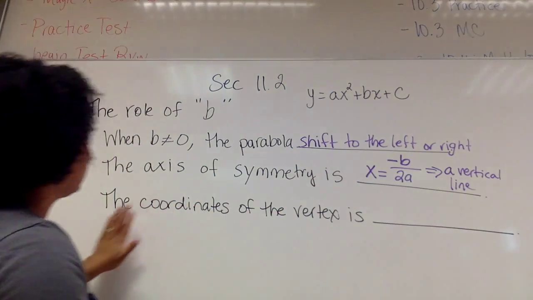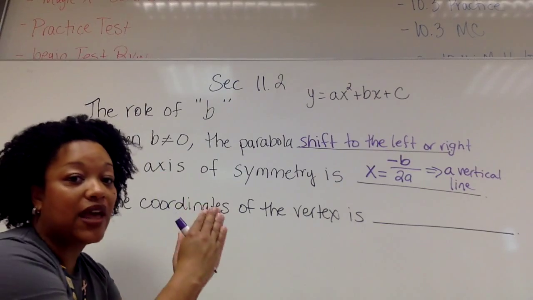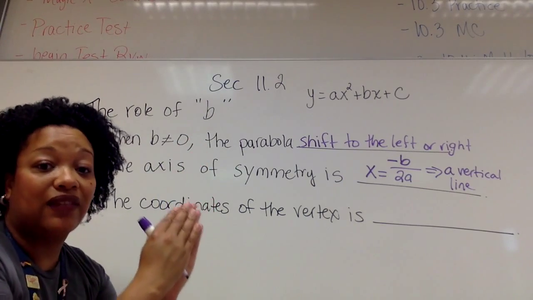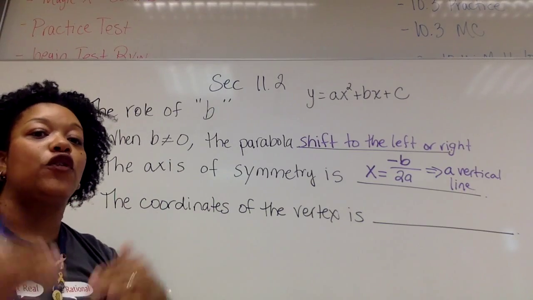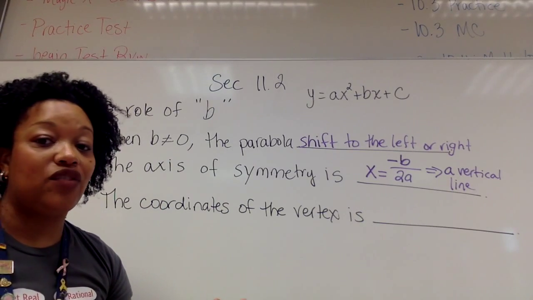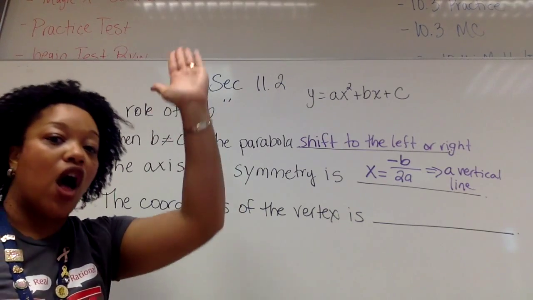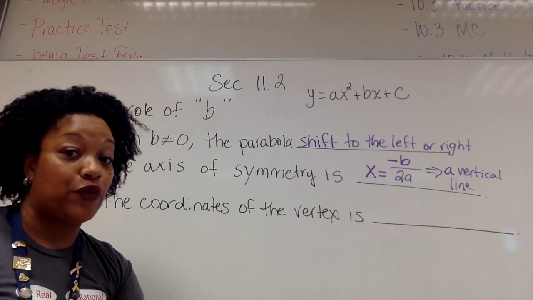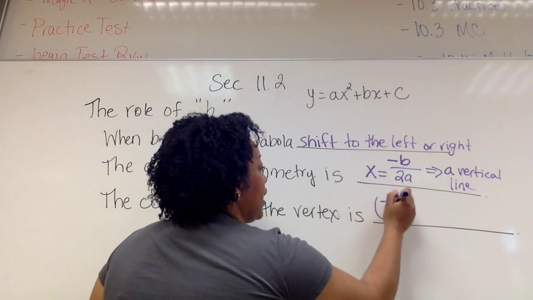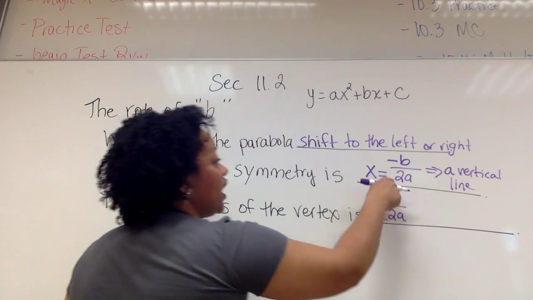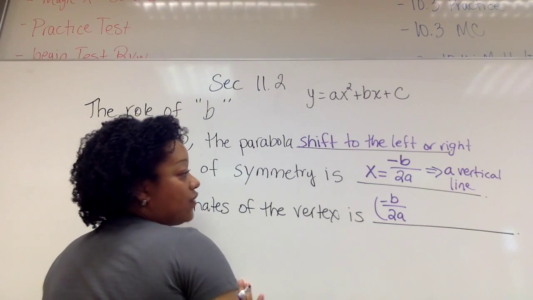Okay? Next sentence, vertex. Since I'm going to be moving that vertex over to the left and up and down, that vertex is no longer going to be the origin. I'm going to ask you to tell me what the coordinates of the vertex are. How do you do that? Well, you've got to remember that your axis is always going to go straight through the vertex. So your point will be the opposite of B over 2A. So whatever your value is for your symmetry, that's going to be the value for your x coordinate.